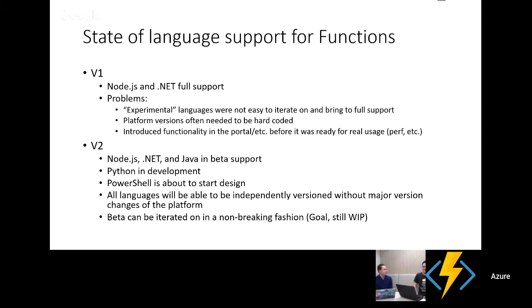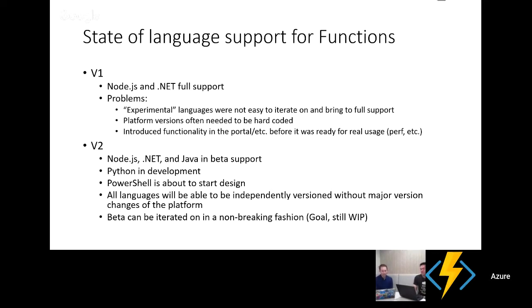So essentially the state of things today is in V1, Node.js and .NET, that's C# and F#, have full support. But we left a lot of problems that we were in a weird position of not being able to fully address. Experimental languages were not easy to iterate on, so we were left in this position where we couldn't bring the full support without essentially breaking people in ways that we didn't feel comfortable doing. We had people using PowerShell and Python in production-like ways, in a way that we couldn't give them full support, and we didn't want to break them either. So we were between a rock and a hard place in V1.